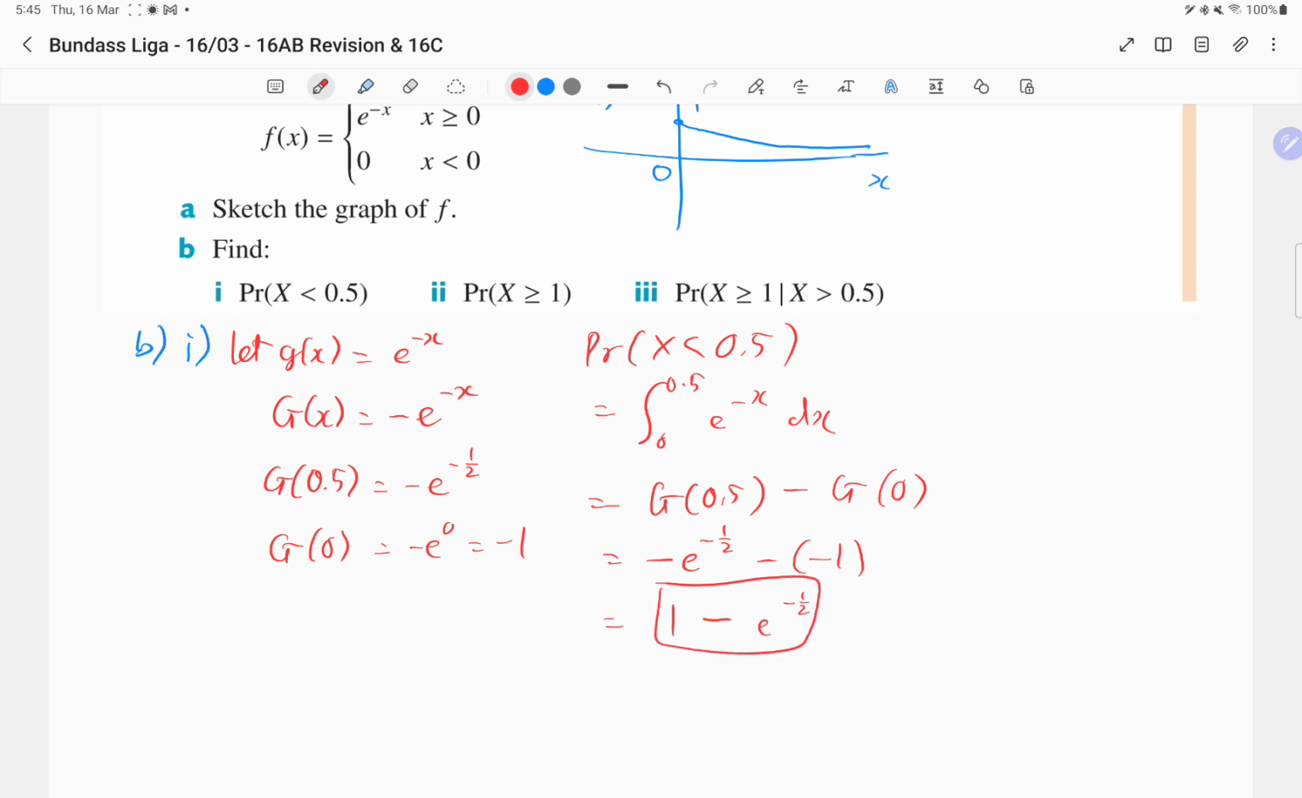I made it so it's negative root e. Can you do that?